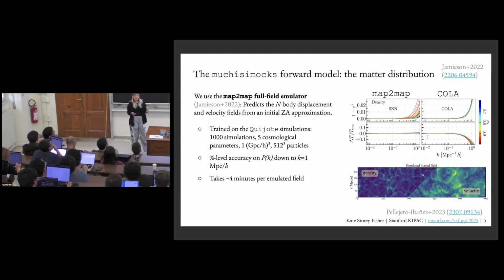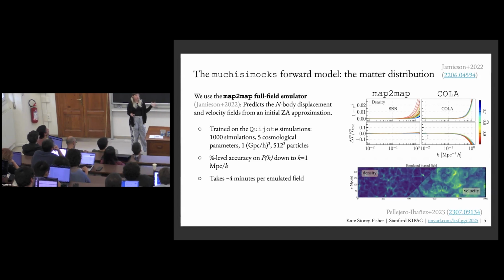The nice thing about MAP is that compared to other approximate N-body solvers, it is more accurate down to smaller scales. We maintain percent level accuracy down to k of 1, which will allow us to push down to smaller scales in our inference. It still takes a few minutes per emulated field, so it's not fast enough to run in an MCMC chain to do full sampling, but it's fast enough to create a large suite of simulations that you can then do simulation-based inference on.